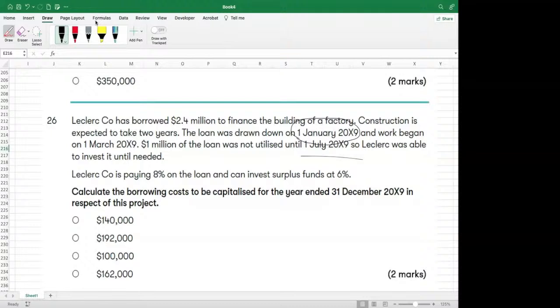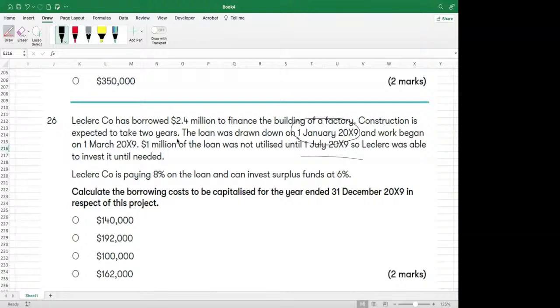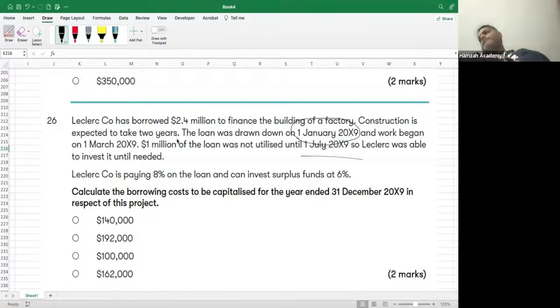Okay, very interesting point you have raised. Thank you, Ms. Sharma. I got your point. Look over here. This is a very interesting point she raised. Honestly speaking, I did not happen to see it from this angle, that we got the 2.4 million of the loan on the 1st January, right? We did not start the work until March. So the whole 2.4 million should have been invested for the 2 months, January and February, and then the remaining 1 million would have been left in the investment.